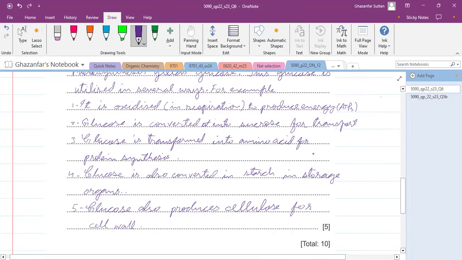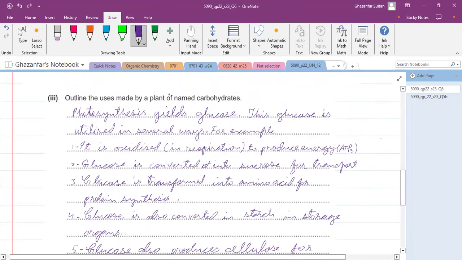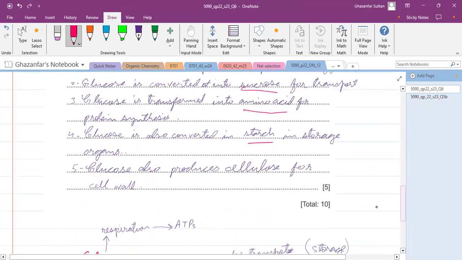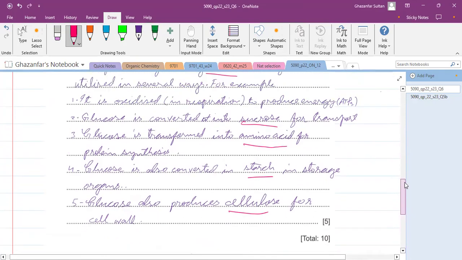So in this way, you have completed your answer that outlines the uses made by a plant of named carbohydrates. So we have mentioned all the names, that is glucose, sucrose, and amino acids, and starch, and cellulose. So these are the answers for this question. Okay.